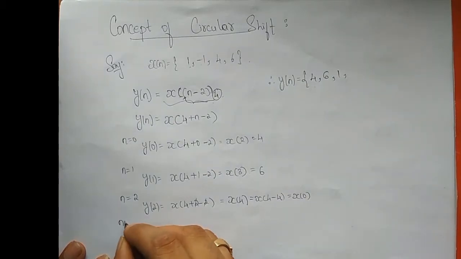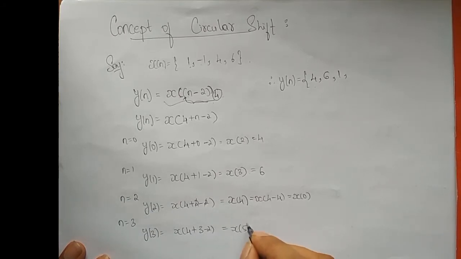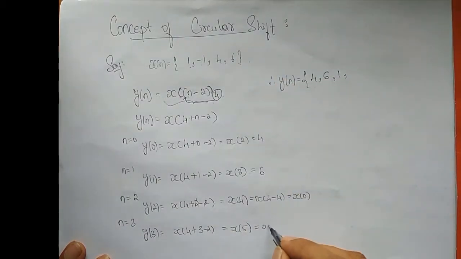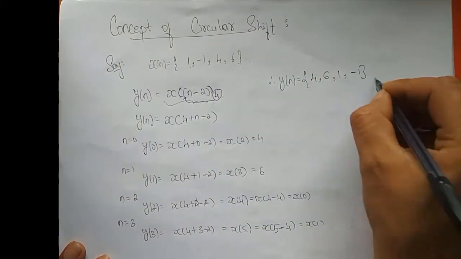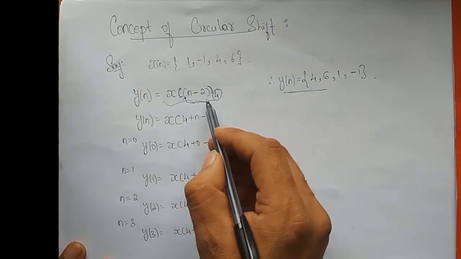Fine. Now put n equal to 3, the last value. So y of 3 is what? y of 3 is equal to x of 4 plus 3 minus 2. This is equal to x of 5. Now I don't have x of 5 here. It went out of range. So what I need to do, I have to subtract 4 from it. This is 5 minus 4, which is equal to x of 1. So what is the value of x of 1? x of 1 is minus 1. Okay. So this is y of n, which is nothing but x of n minus 2 mod 4.